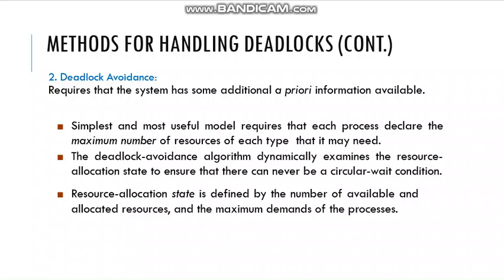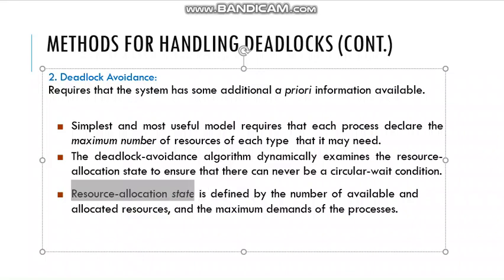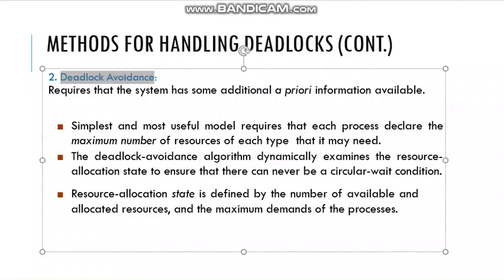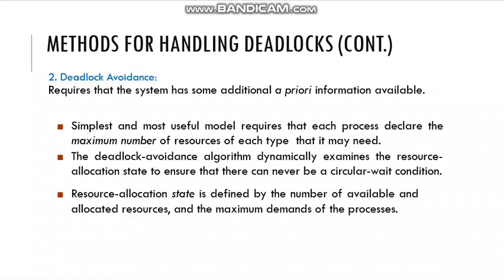Then the resource allocation state is defined, meaning we will have a process sequence such that if that sequence is followed, a deadlock won't happen. That is our deadlock avoidance. We will get a sequence of processes, and if you allocate resources in that fashion, deadlock won't happen.